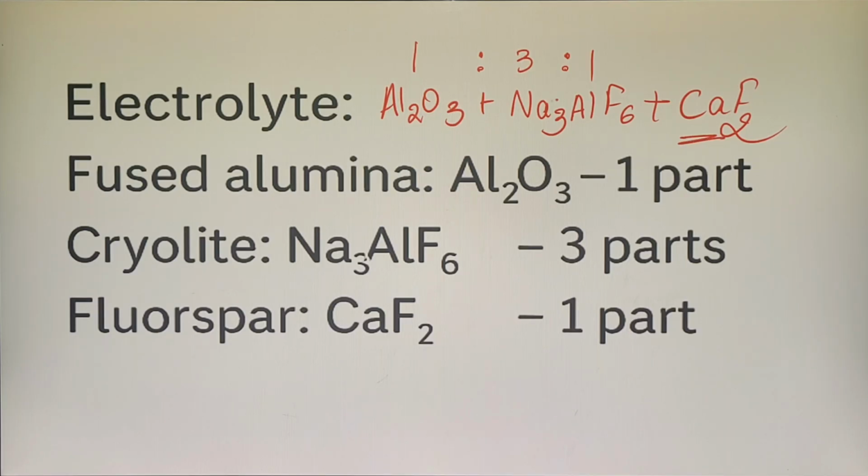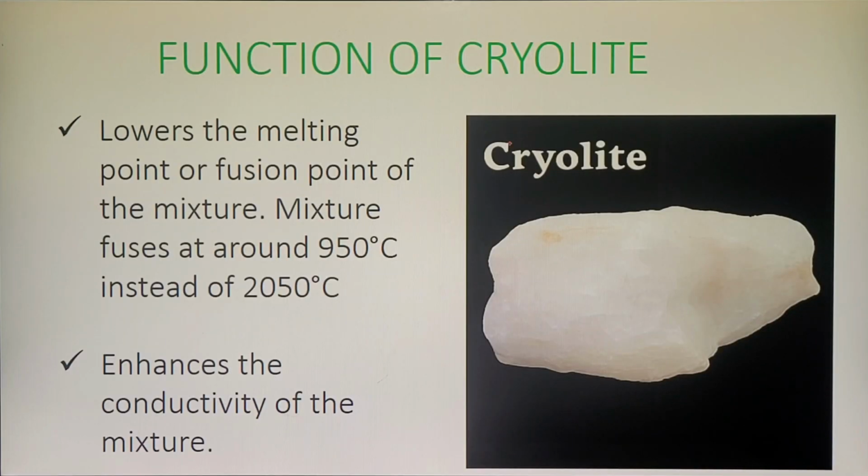What is the maximum amount we are adding, children? Which substance are we adding in the maximum amount? We are adding cryolite, that is Na3AlF6. Okay. Now the question is, why do we add cryolite? This is a very, very important component of the electrolytic mixture, and this is a substance we take in huge amount. I hope you remember the formula of cryolite. What is the formula for cryolite?